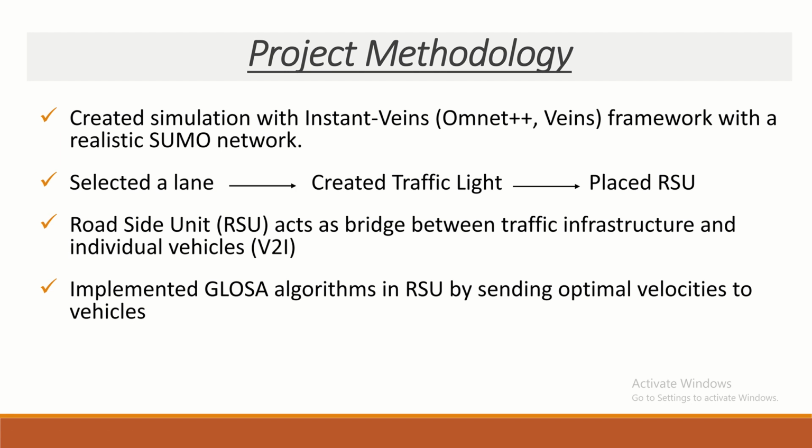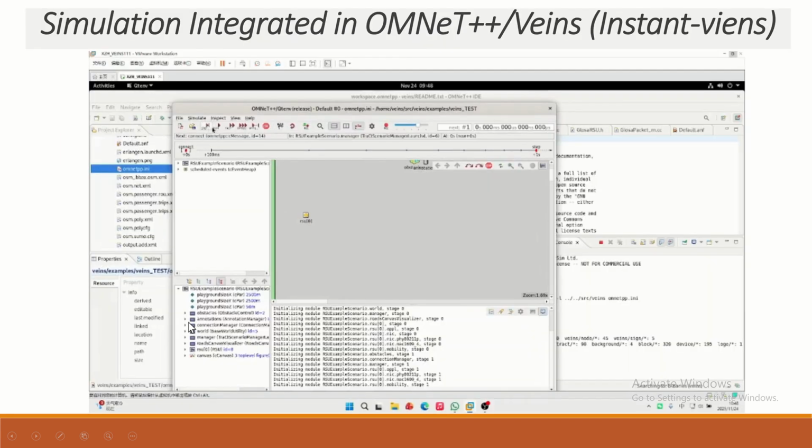The roadside unit is the key infrastructure component here. It acts as a bridge between all the vehicles and the traffic infrastructure, which includes traffic light controllers and similarly where the GLOSA algorithms are implemented. So the core of our project is the GLOSA algorithm running on the RSU. It calculates the optimal velocities and sends them to the vehicles.